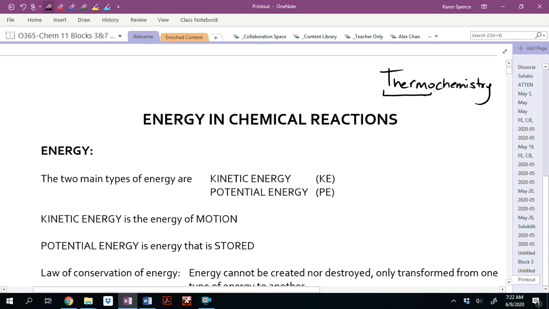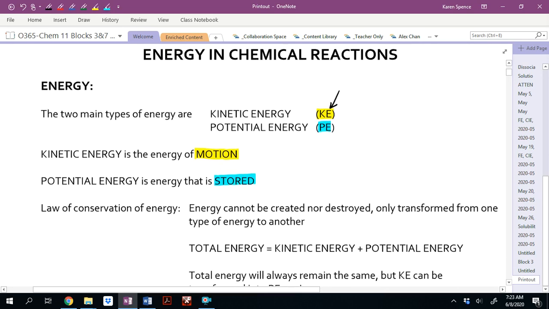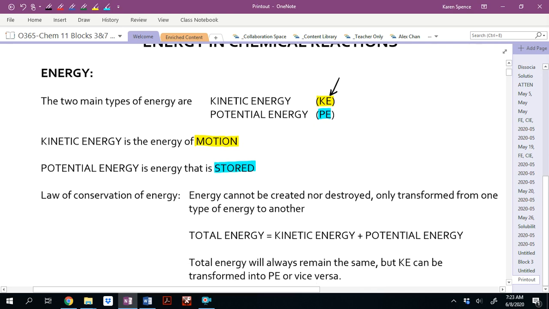So we have two main types of energy. One of them is kinetic energy, which we can abbreviate KE, and that is the energy of motion. Okay, so kinetic energy, KE, is the energy of motion. Potential energy, which can be abbreviated PE, is energy that is stored. Okay, so two main types of energy, kinetic energy and potential energy.